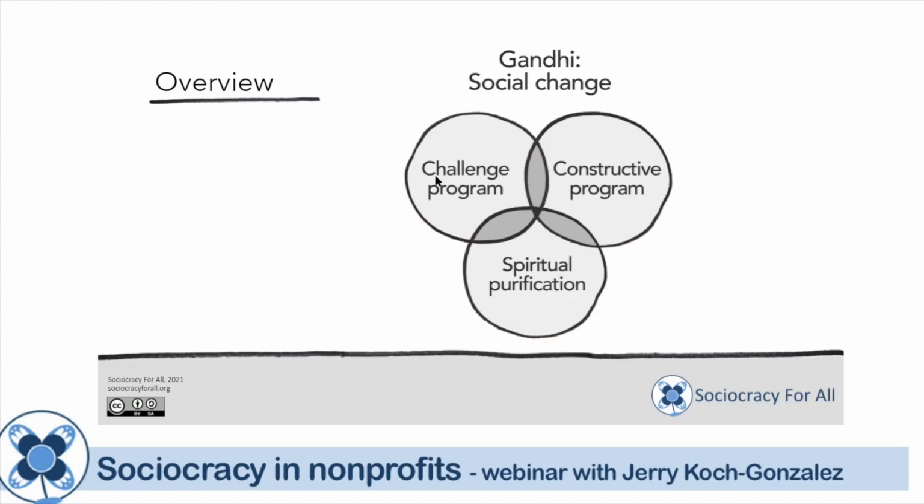And in Sociocracy for All, that's part of why we have some emphasis on nonviolent communication or other ways of strengthening how we show up in the world. And it also relates to how we show up in relationship to power dynamics, understanding the history of oppression and how that still shows up in our meetings.